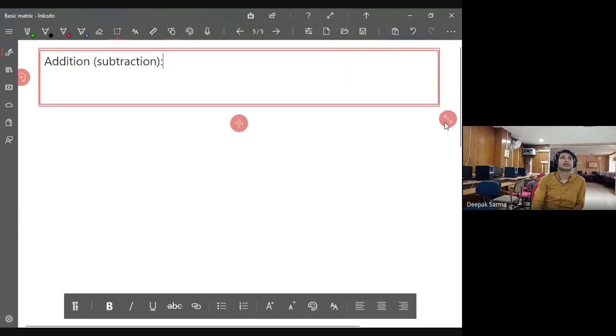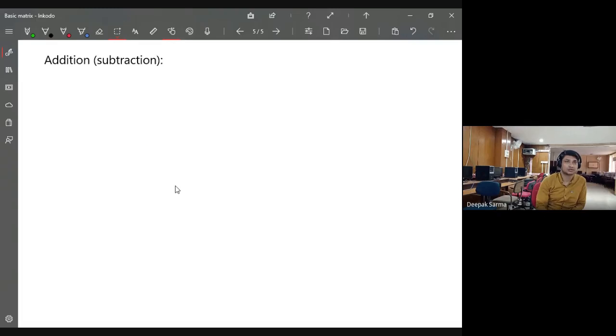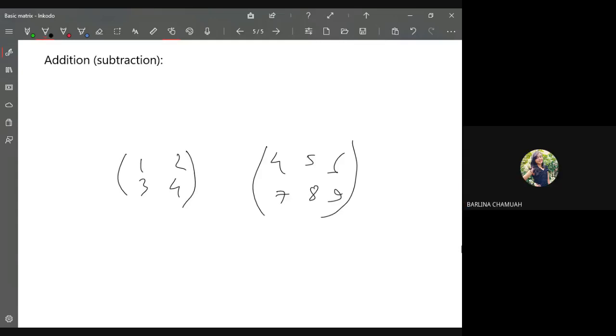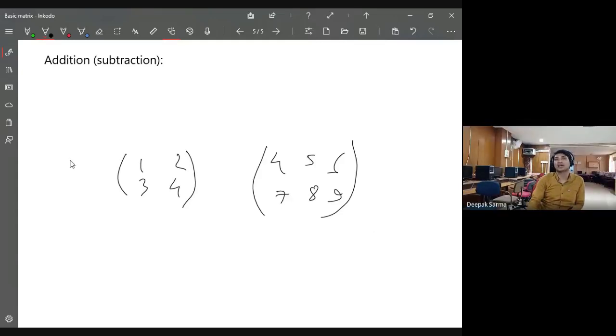So if I consider two matrices, suppose 1, 2, 3, 4. Then suppose I ask you to add 4, 5, 6, 7, 8, 9. I haven't discussed what addition or subtraction is, but do you think they can be added? No, sir. Whatever comes to your mind, when I talk about addition, subtraction, somehow they are not addable.